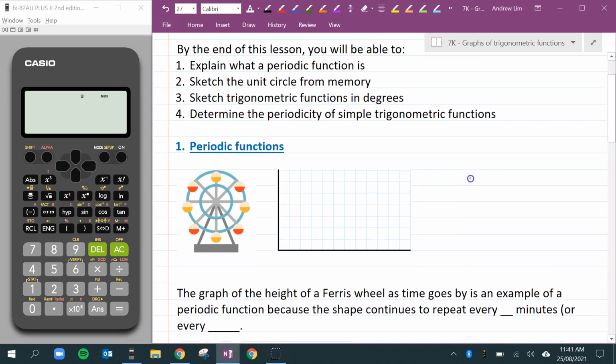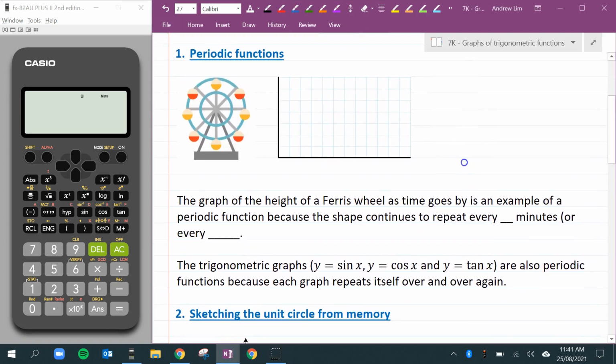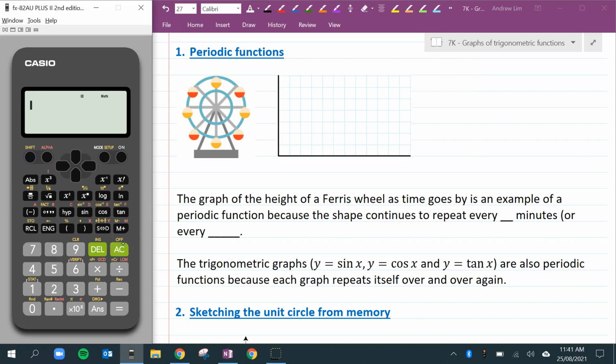Okay, let's have a look at the first part of the lesson, periodic functions, and what they are. So here we've got a Ferris wheel. Let's say you get onto the Ferris wheel right here. So let me just draw a realistic person. And as time goes by, you go around the Ferris wheel. Round and round and round you go. And let's say we want to work out the height that you are at as time goes by.